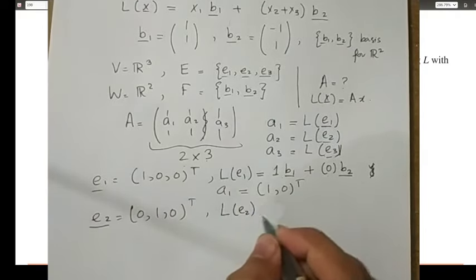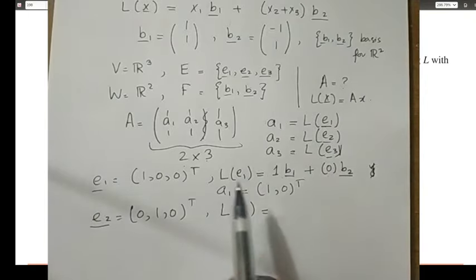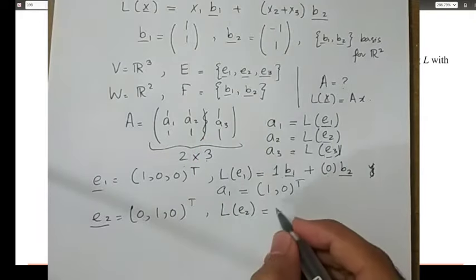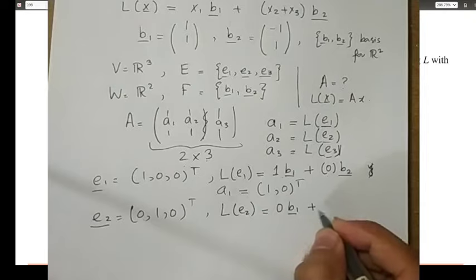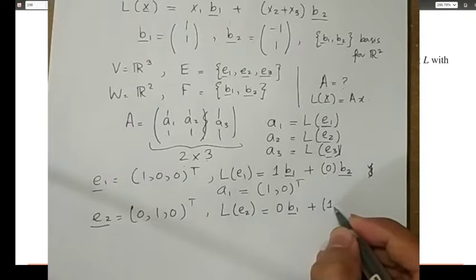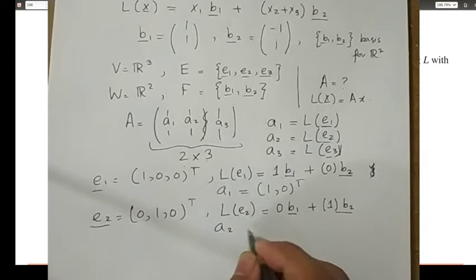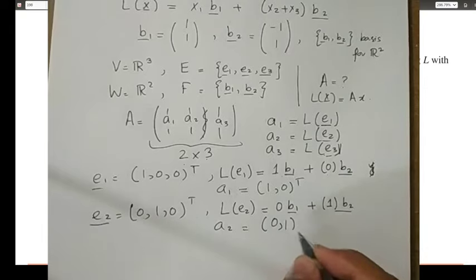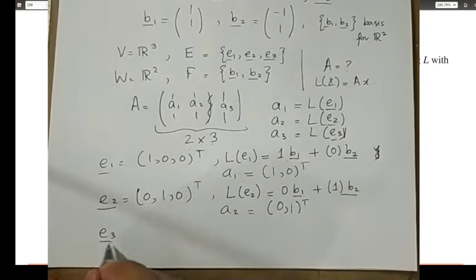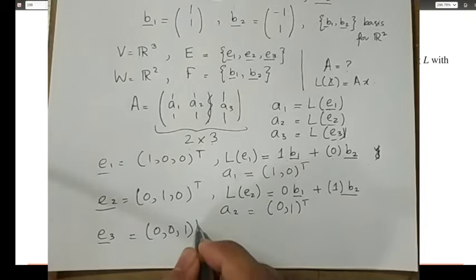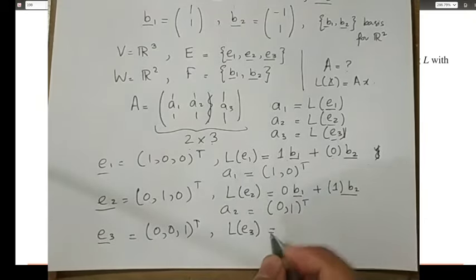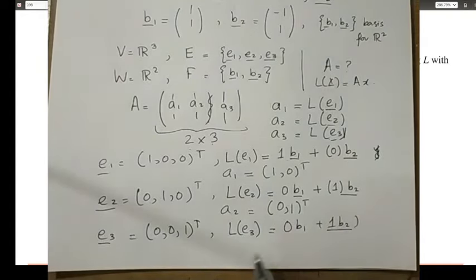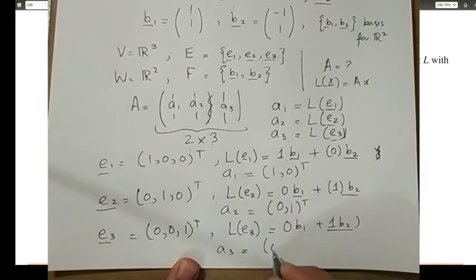If we find the effect of the linear transformation, what was the transformation? It was x1 b1 plus (x2 plus x3) b2. So x1 is simply 0 b1 plus 1 plus 0, which is just 1 times b2. So A2 is nothing but (0, 1), and finally E3 is (0, 0, 1) transpose. LE3 is simply 0 b1 plus 1 b2, and so A3 is simply (0, 1) transpose.